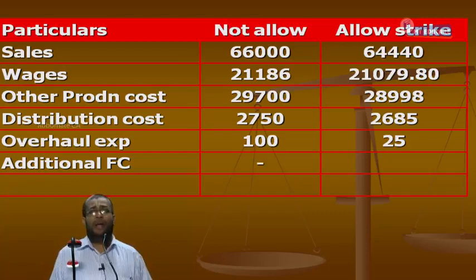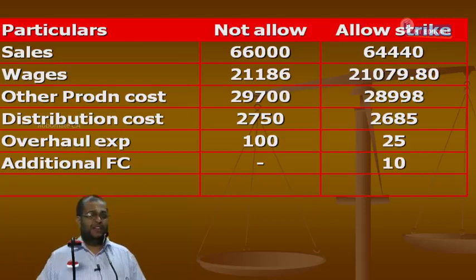No. But I work overtime by allowing the strike. For which, how much additional fixed cost? 10,000. Additional fixed cost is 10,000. Can I proceed or not?